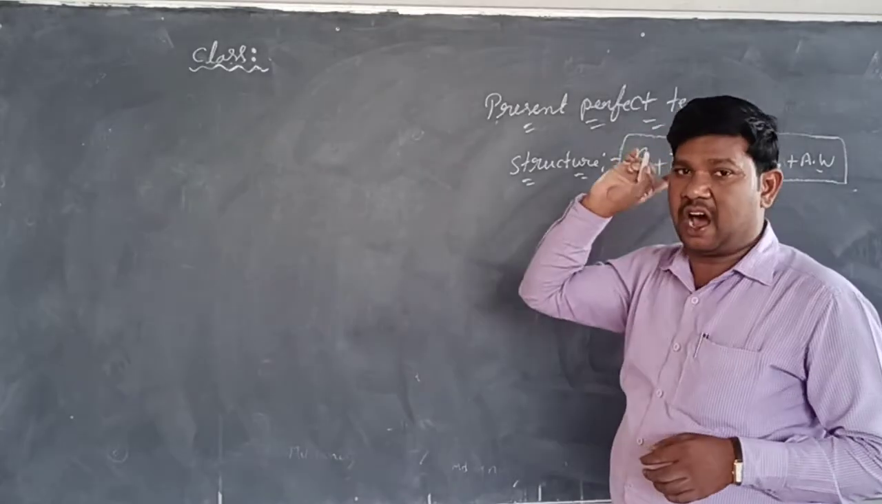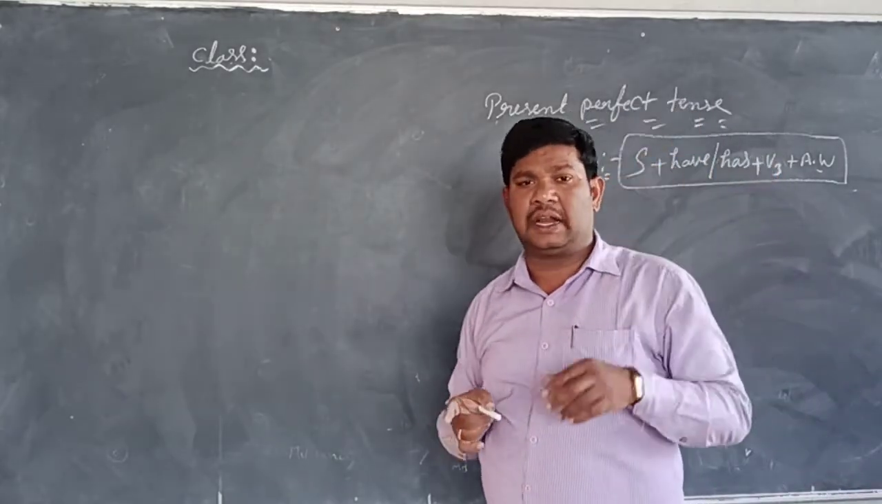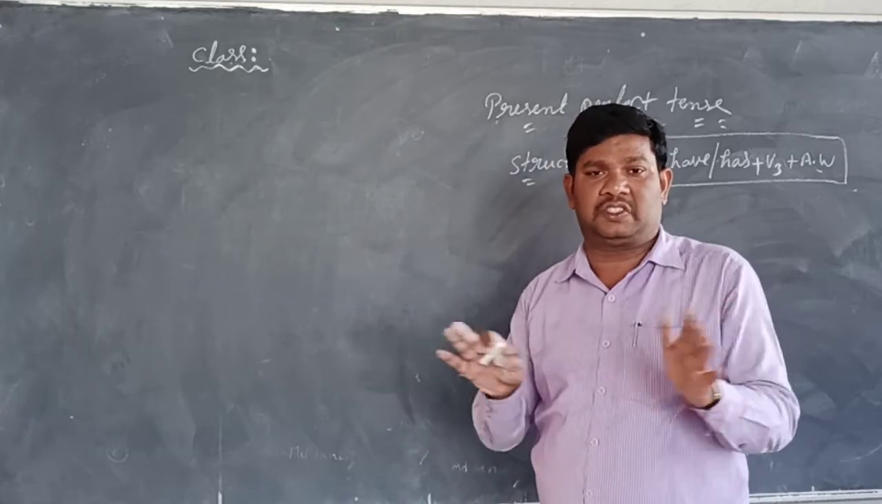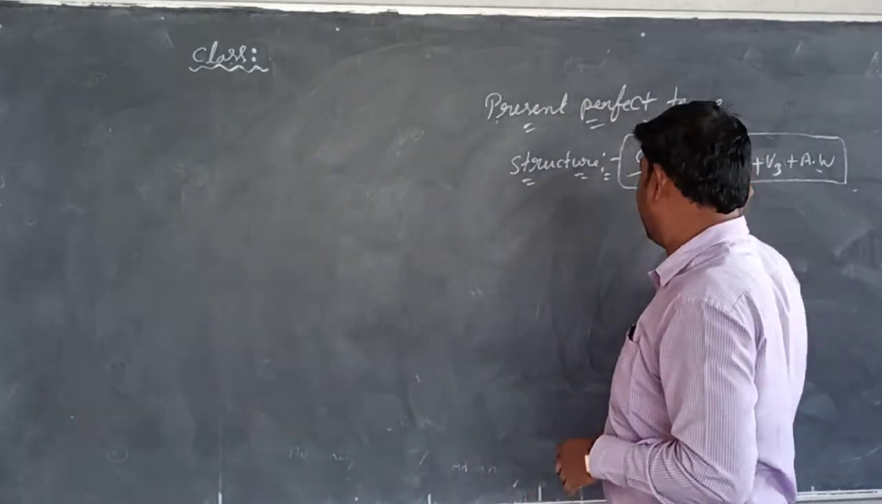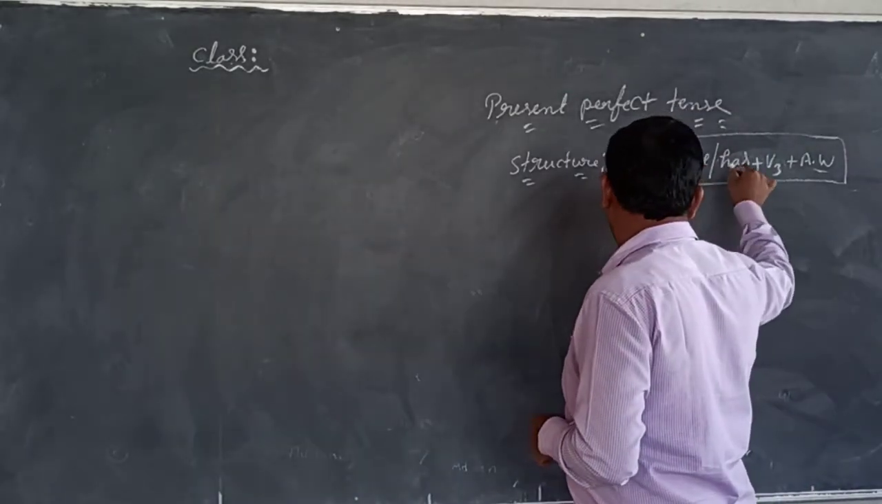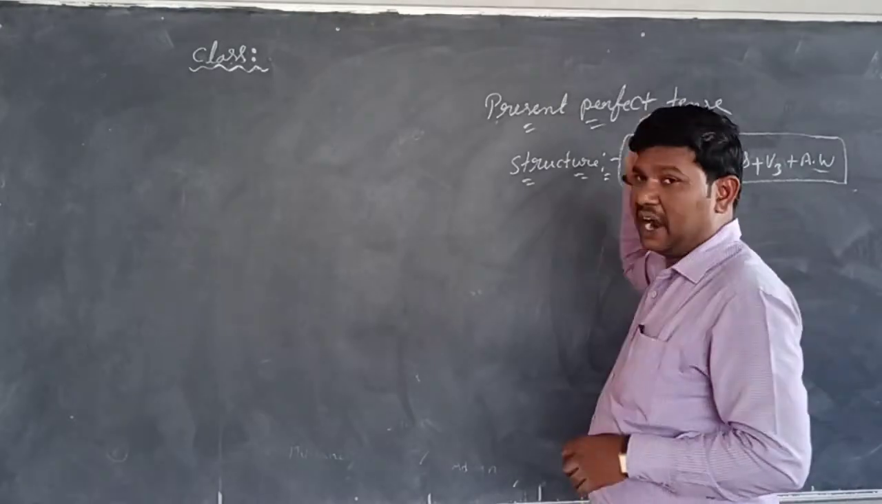We should not say object. Most of the grammar books say object only, but we should not say object. Additional word is the correct term. And see here: subject plus have or has plus V3 plus additional word.